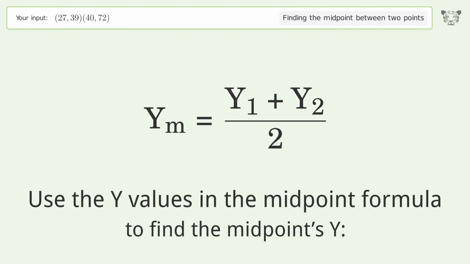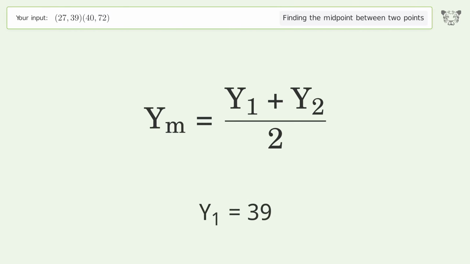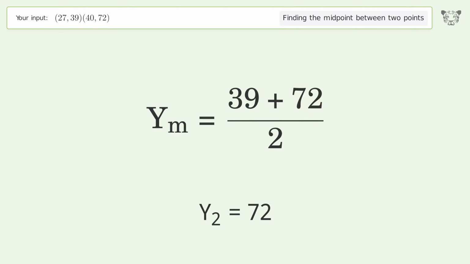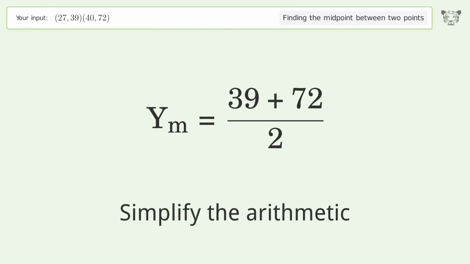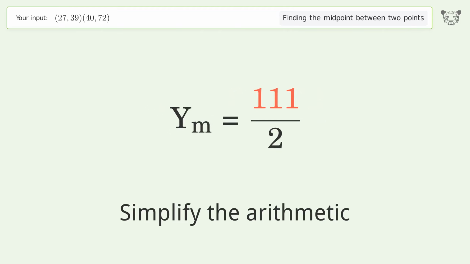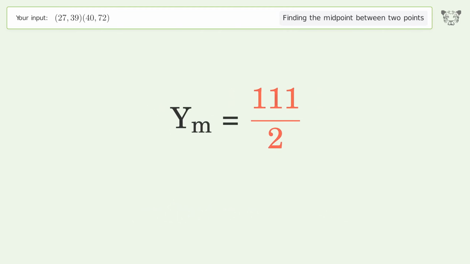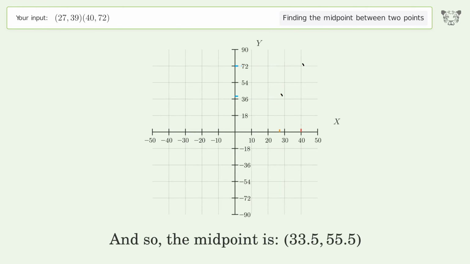Use the y values in the midpoint formula to find the midpoint's y. y1 equals 39. y2 equals 72. Simplify the arithmetic. And so, the midpoint is 33.5, 55.5.